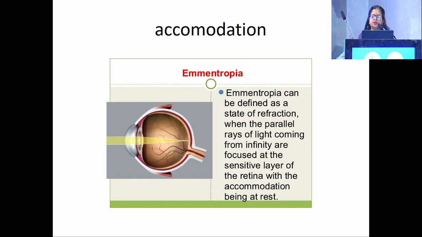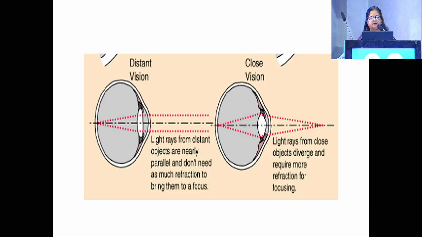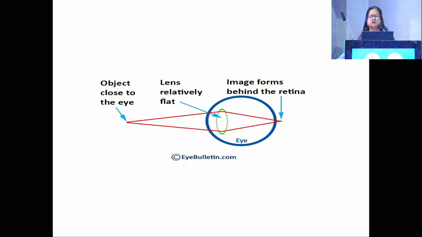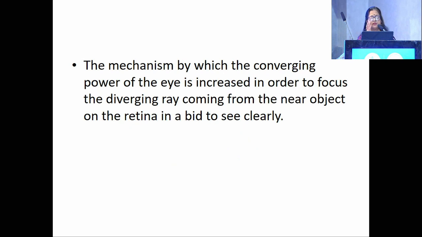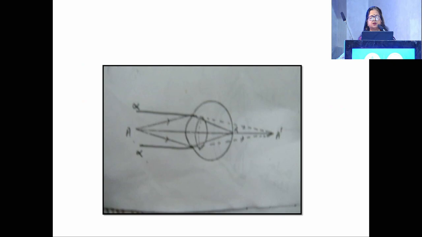So emmetropia can be defined as a state of refraction when parallel rays of light coming from infinity are focused at the sensitive layer of the retina with the accommodation at rest. Now, if the light rays come close, they usually diverge and require more refraction for focusing. So, the mechanism by which the converging power of the eye is increased in order to focus the diverging rays coming from the near object on the retina in a bid to see clearly is accommodation.